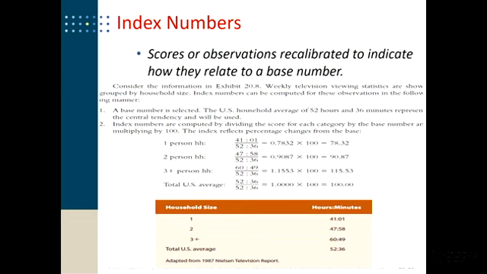You can see the 1-person household's average was 41.1. Now we get a different number, that is 78.3. Then for the 2-person household, it's 90.87. For 3-person households, it's 115.53. And the US average, 52.36, becomes 100. That's our base number.